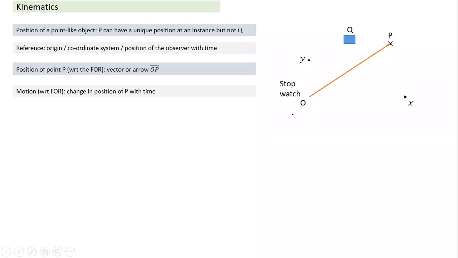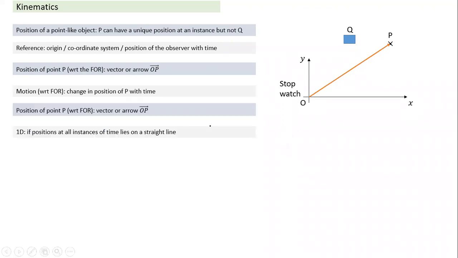What is motion with reference to a frame of reference? If the position vector of a point changes with time, if the position of P changes in this given frame of reference, then we say the point is in motion in this frame of reference. Change in position with time. Okay, so the position vector is this arrow.